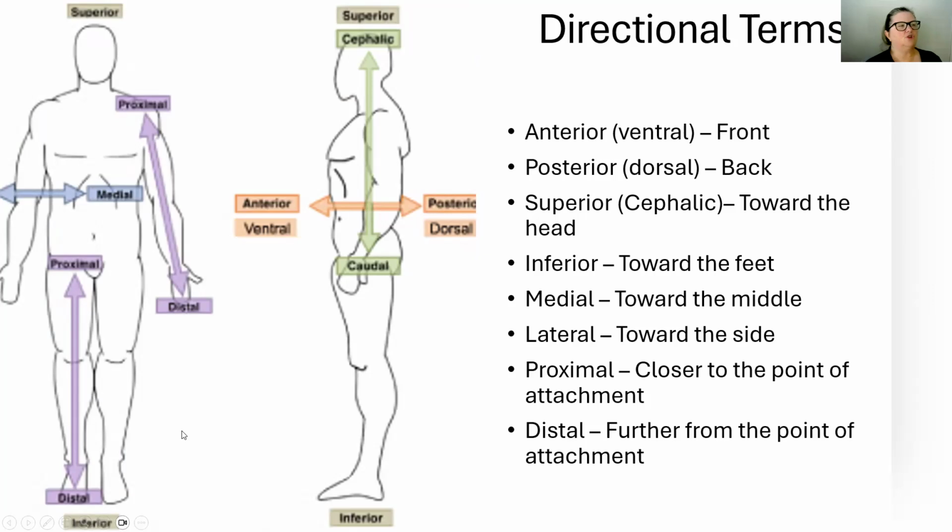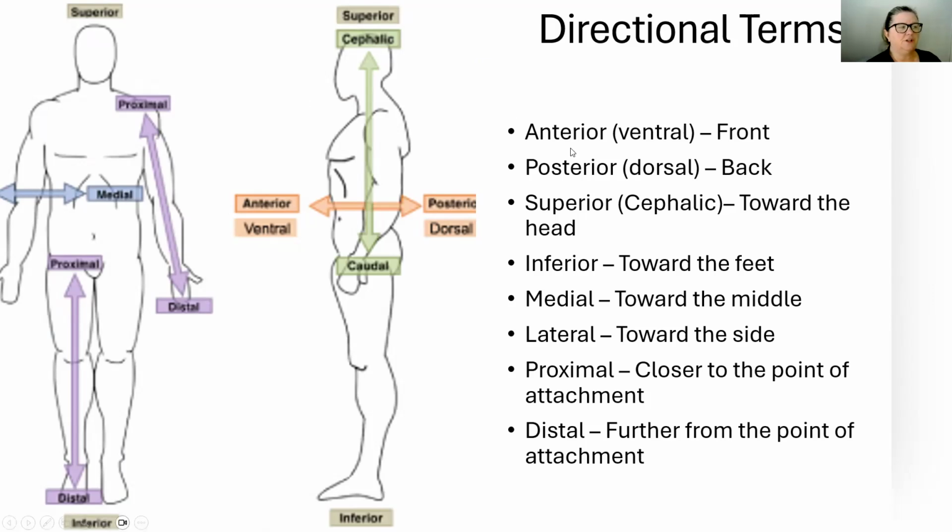All right, let's talk about some directional terms. Directional terms are very important in the medical field because this is how we speak. This is our language, and we'll see this documented. You'll hear your providers speak this way, so it's good to understand these and what they mean.